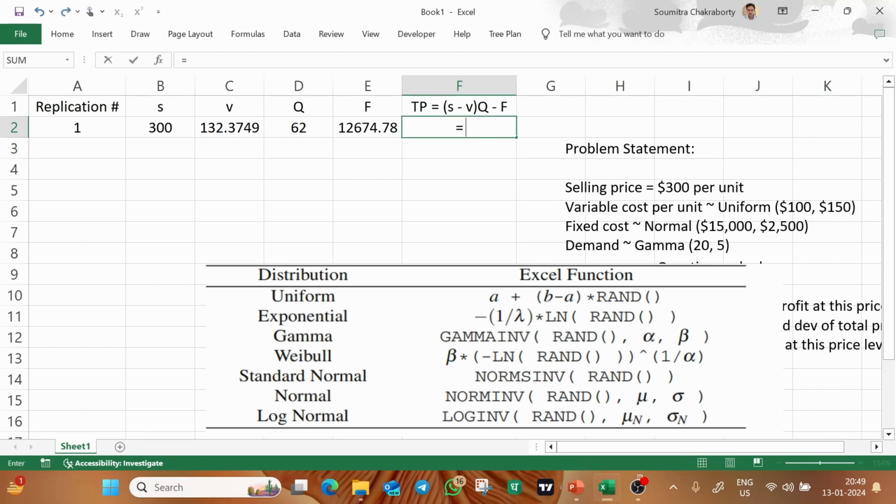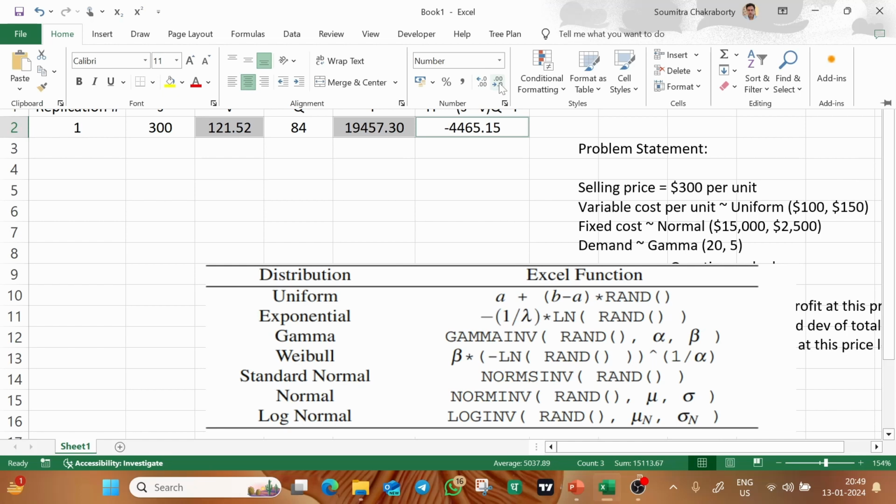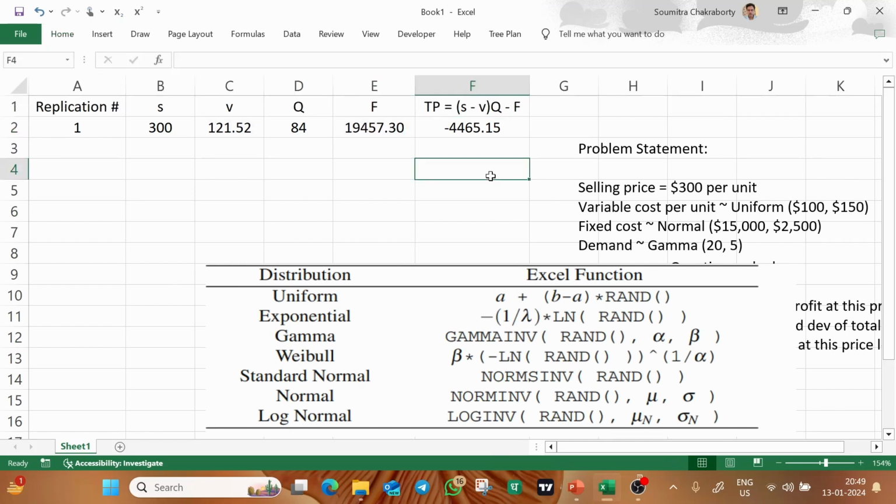And what is the TP value? TP value is simply S minus V into Q minus F. Check this formula: B2 is your S, C2 is V, D2 is your volume, and E2 is the fixed cost. So this becomes your total profit. I will make sure that these are all in 2 decimal places. This is important because after that you will copy these things downwards. Whatever formatting you want to do, you should do it in the first replication itself, so that it can be copied down until the end.